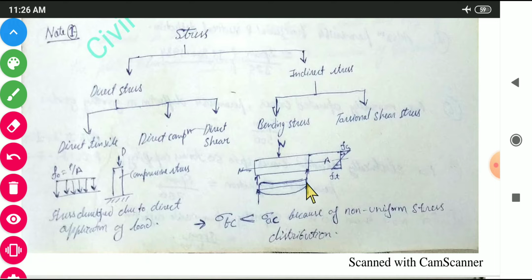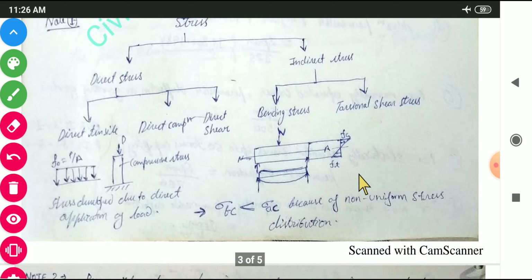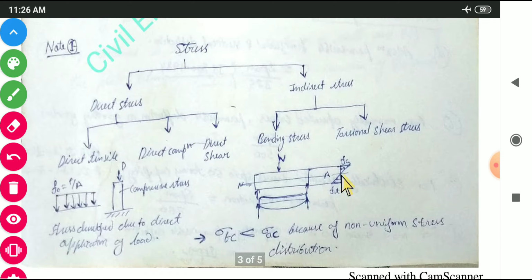Fine. And for bending stresses, we have here a stress diagram which is 0 at the neutral axis, and at the top and bottom flange it is stress in compression and stress in tension, right? So sigma BC, actually I have made a mistake here. It should be sigma BC is greater than sigma AC.